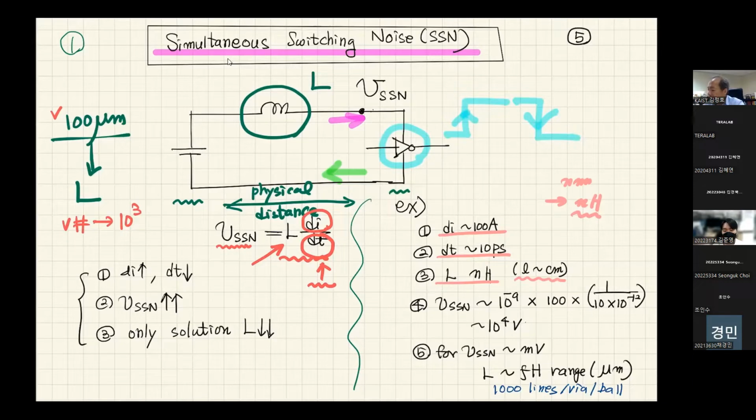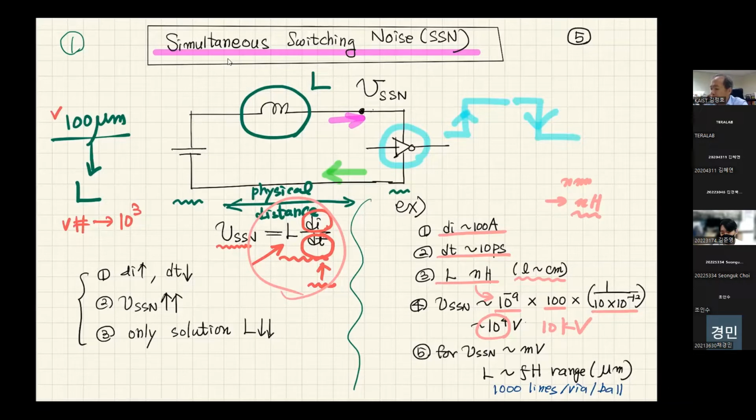Then if you multiply L dI/dt, where L is 10 to the minus 9 henry (one nanohenry), with 100 amps and 10 picosecond switching time, it becomes 10 kilovolt. This is a very rough calculation. I may make some mistake, but the meaning of this number is right. I'm very sure about that.